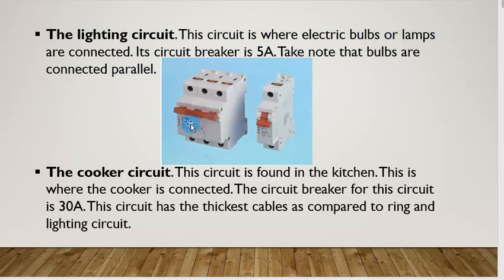Then finally our last type of circuit for a standard house is the cooker circuit. This is the circuit found in the kitchen. This is where the cooker is connected, or the electric stove if you want.